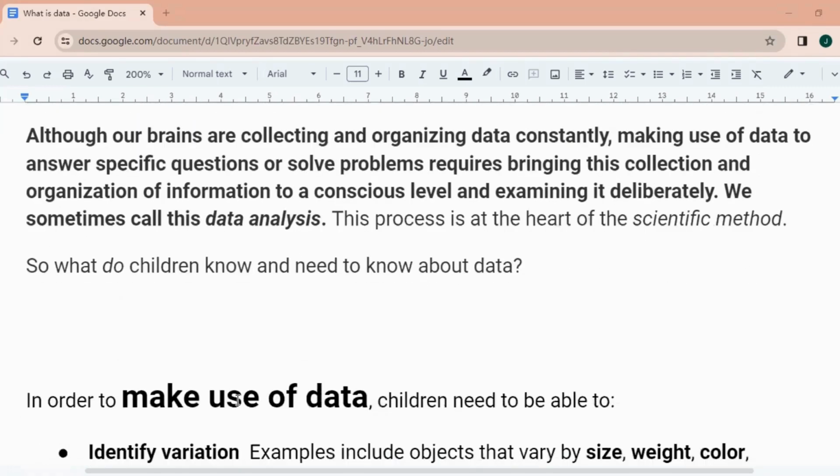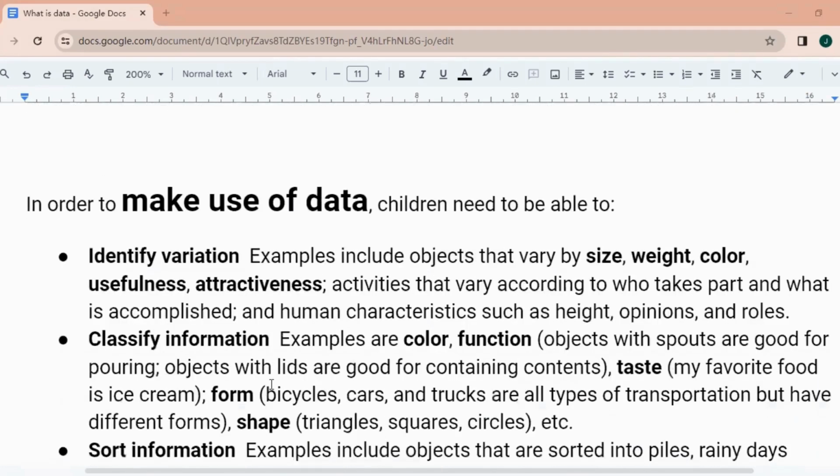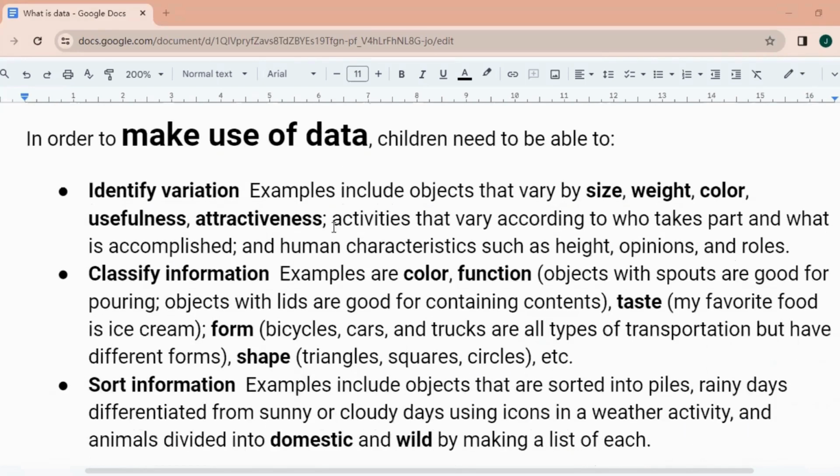First, identify variation. You can look at here, there's size, weight, color, usefulness, attractiveness. So these are examples of how we can identify variations.